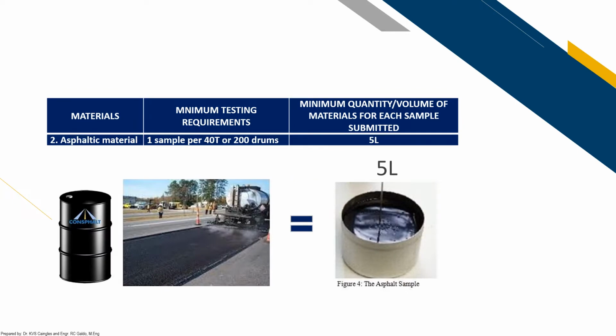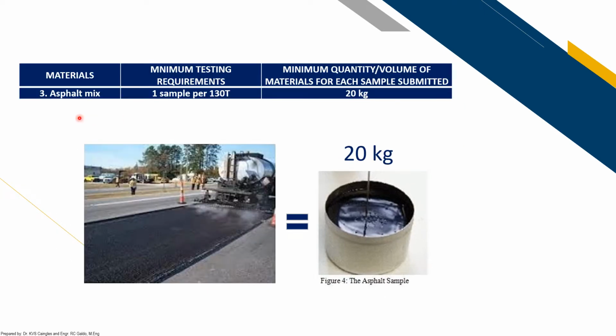Next is asphaltic material. The minimum test requirement is to obtain 1 sample per 20 tons or 200 grams, and that sample corresponds to 5 liters. Same goes with the others. I will be presenting a rather long list throughout the discussion: different materials, their respective minimum test requirements, and the minimum quantity for each specific sample.